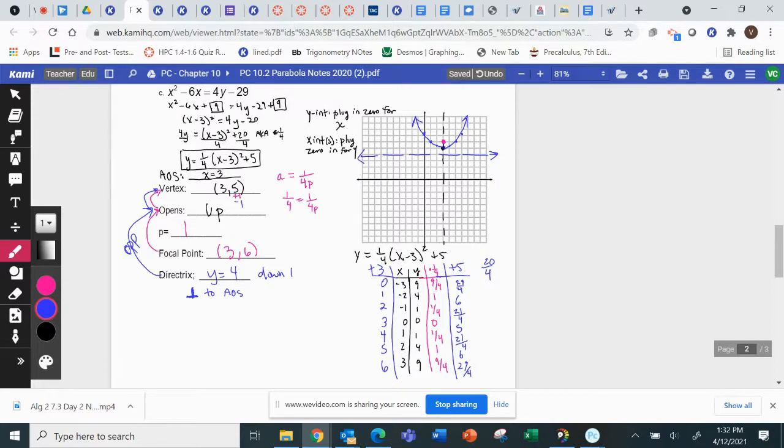So I did this with a transformation table. I got plenty of points. I connected it. I even got more points than I needed. Overachieved a little bit. If you chose to do it with x and y intercepts, you plugged in 0 for x to find your y-intercept, which I wrote over here. That's how you do it. If you did that, can anybody tell me what answer you would get? Because it's in my table somewhere.